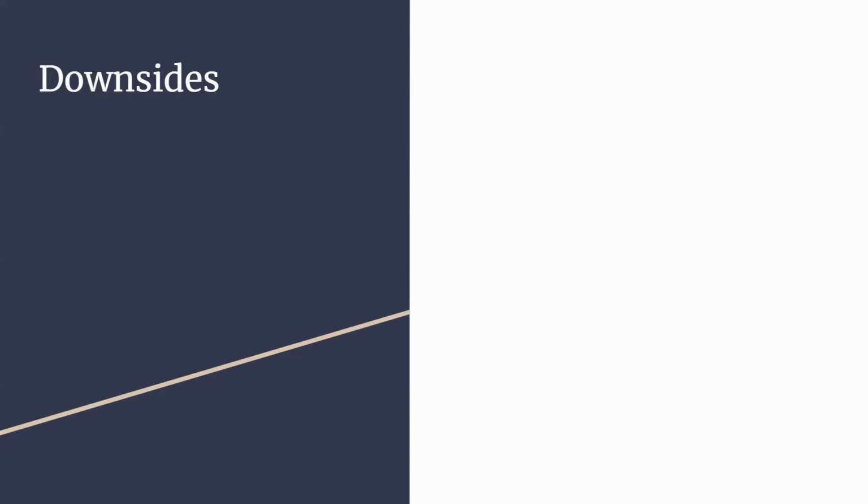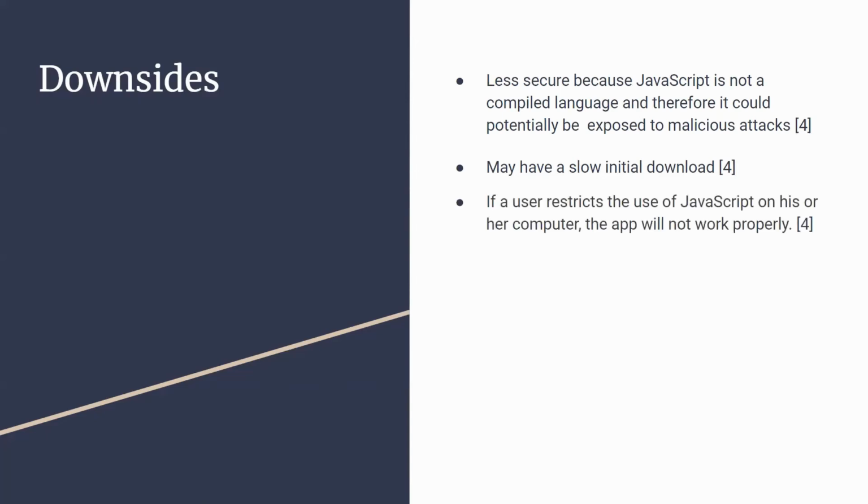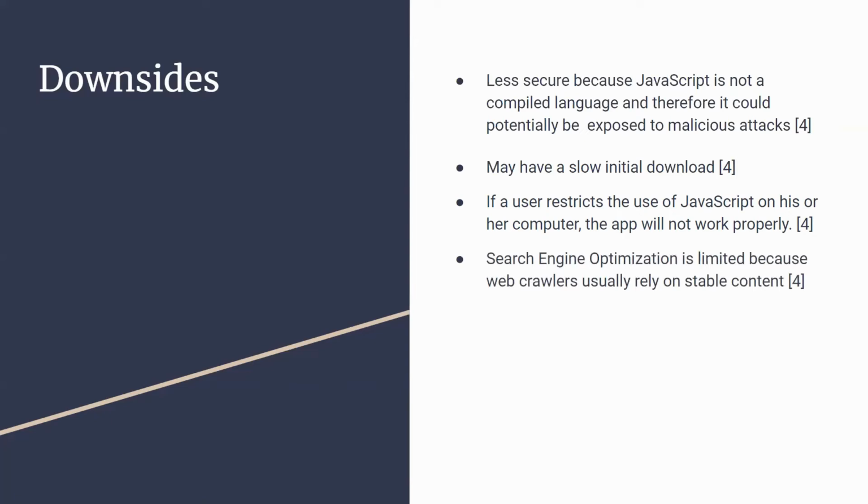Some of the downsides to using a single-page application include that they're less secure because JavaScript is not a compiled language, and therefore it would potentially be exposed to malicious attacks. They may have a slow initial download. If a user restricts the use of JavaScript on his or her browser, the app will not work properly. And search engine optimization is also limited because web crawlers usually rely on stable content.